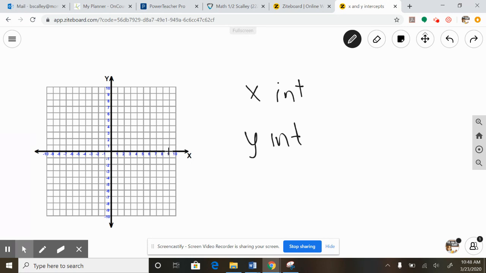They're important because basically all you need is 2 points in order to graph a line. So if you had the x-intercept and the y-intercept, you would have 2 points, and it would be an easy way to graph certain types of lines.